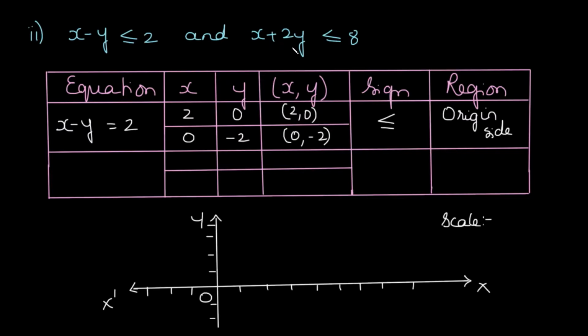Then the next one, x plus 2y less than or equal to 8, or we can write it over here as x plus 2y is equal to 8. Here when we put y as 0, x comes as 8. So in this case it is (8, 0). And similarly when we put x as 0, y comes out as 4. And therefore (0, 4) is the other point on the line. Again the sign given here is less than or equal to, and therefore the region is the origin side.